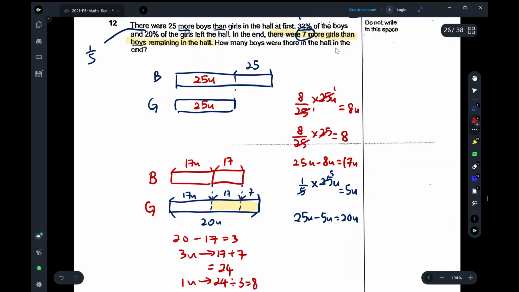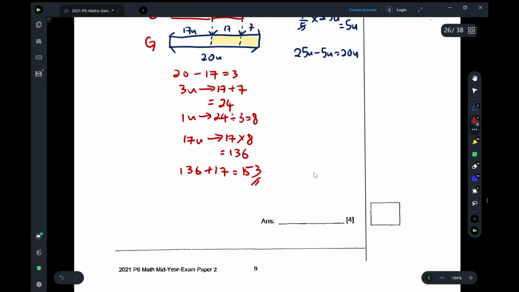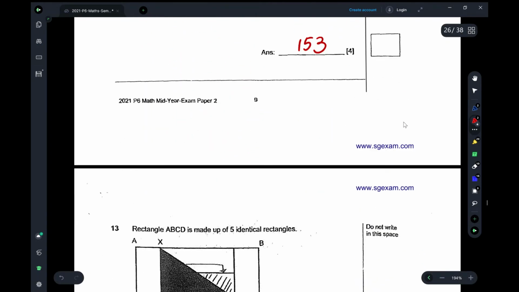Let's see, how many boys were there in the hall in the end? Boys in the end, which is this. So I need to find out what is 17 units. 136, and don't forget to add the 17. 153. Alright, so there are 153 boys remaining in the hall in the end. Okay, let's move on.